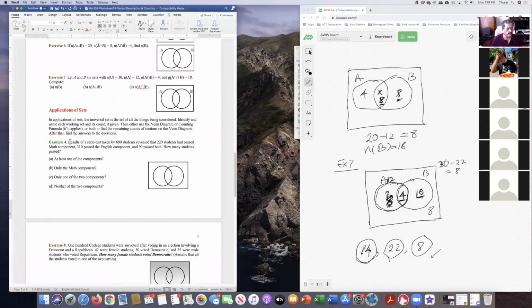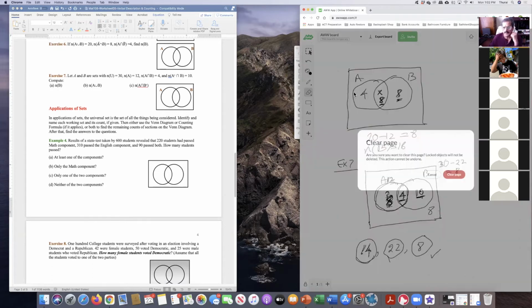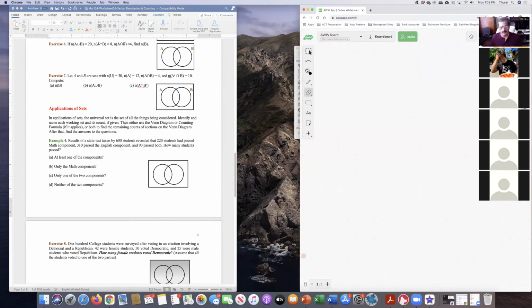So in this example 4, a state test was taken by 600 students, and 220 students had passed math component, 310 passed English component, 90 passed both. How many students passed? All these questions are there. Now, before you get to the question, you should put those numbers on a Venn diagram. Venn diagram is always the best way. Now, sometimes you can just use the union rule to answer the question, but almost always Venn diagram is necessary. So let's draw the picture.